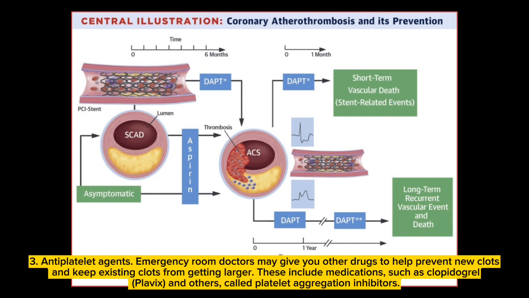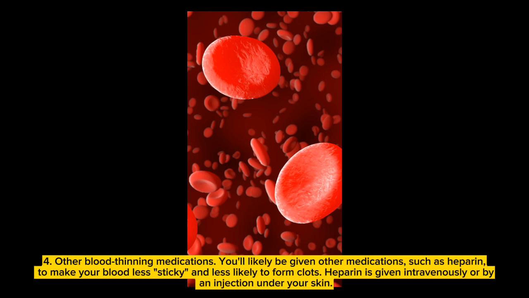3. Antiplatelet agents. The emergency room doctor may give you other drugs to help prevent new clots and keep existing clots from getting larger. These include medications such as clopidogrel and others called platelet aggregation inhibitors. 4. Other blood thinning medication. You'll likely be given other medications such as heparin to make your blood less sticky and less likely to form clots. Heparin is given intravenously or by an injection under your skin.